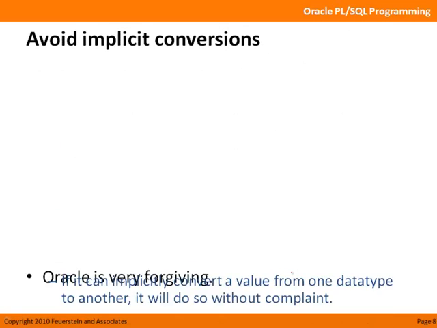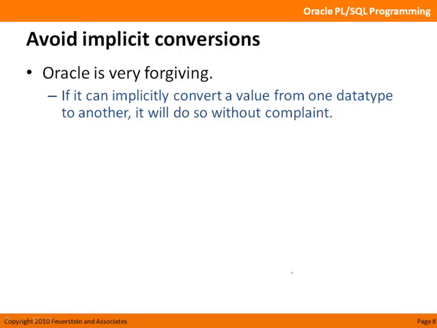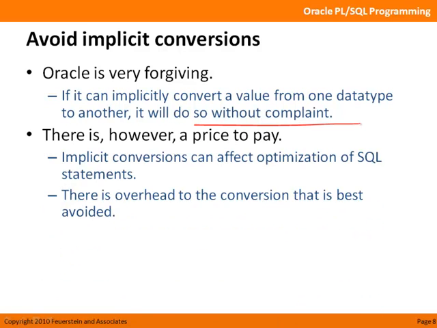Avoid implicit conversions. So in general, Oracle is very forgiving. It will implicitly convert a string to a number, a date to a string, and all sorts of different kinds of conversions, and it won't complain. It won't even tell you it's doing it. However, implicit conversions have a price.